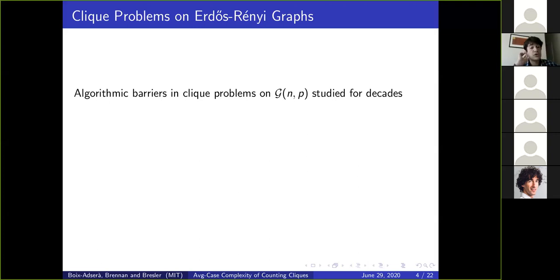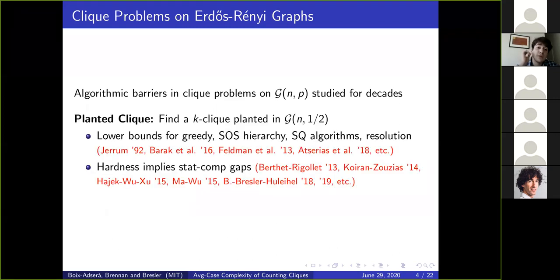So now I'm going to motivate why we would ever consider this question of K-clique counting on Erdos-Renyi hypergraphs. Well, it turns out that clique problems on Erdos-Renyi graphs have been studied for a while, and maybe the most famous or well-known example of this is the planted clique problem. In the planted clique problem, you're given some Erdos-Renyi graph with a K-clique planted in it, and you're asked to find this K-clique. And it's known that this is a difficult problem in certain regimes for a wide variety of restricted models of computation, in the sense that if you want, for example, an SOS algorithm for this problem, well, it'll take super polynomial time.